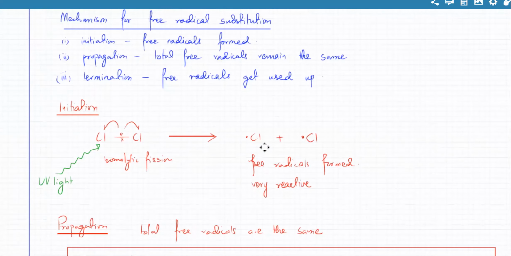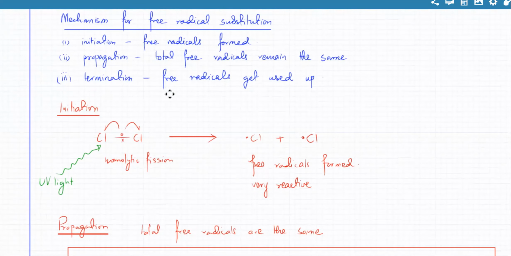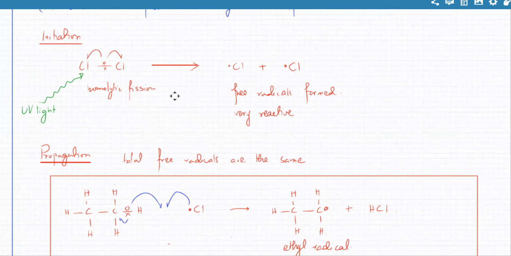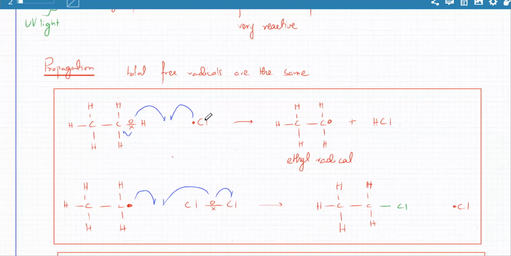We talked about free radical substitution, where the first step was initiation. I told you that the UV light breaks the Cl-Cl bond homolytically, which basically means that one electron goes back to one of the Cl atoms and the other electron goes back to the other Cl atom, and each turns into a free radical. And then you had the propagation steps.